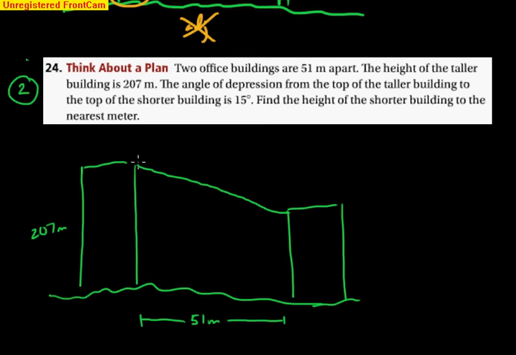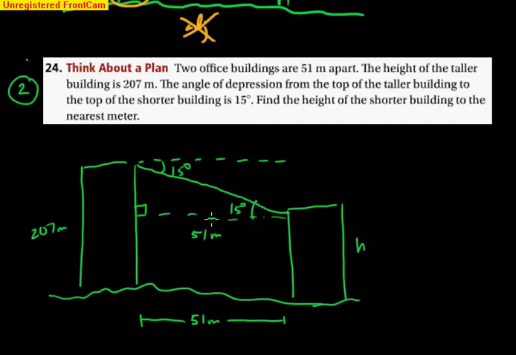And then remember, these angles are formed by horizontals. So here is my angle of depression right here. 15 degrees. And the question is, what is the height of the shorter building? Let's call this H. Well, your right triangle is right here. I don't know if you can see it. I'm going to actually create this dotted line here. There's the right triangle. Here's your right angle. Now this 51 comes up, so this is also 51 meters. And the angle of depression is congruent to the angle of elevation, so that's also 15 degrees.